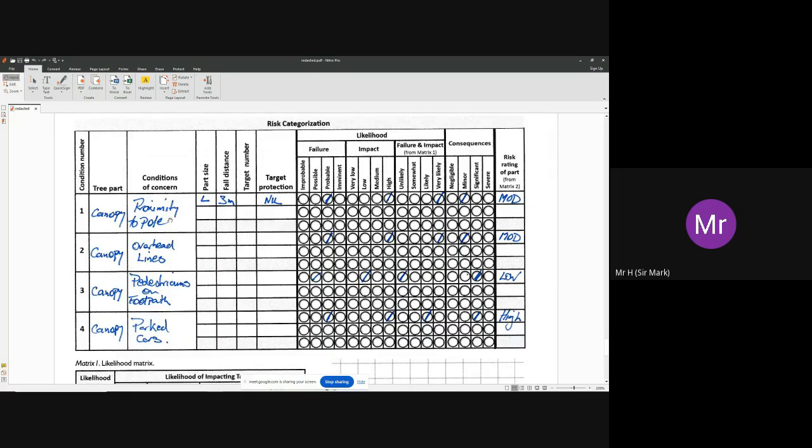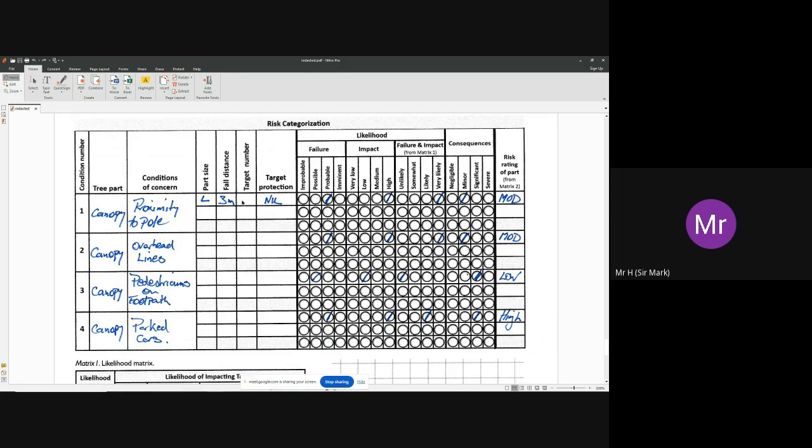Condition of concern. Now, this is where I get really concerned. The condition of concern is the proximity to the pole. And I don't know that that is the condition of concern. It's branches falling onto or damaging the pole. And I think we've agreed that probably not going to be able to do that.